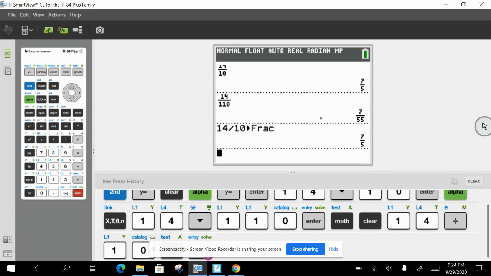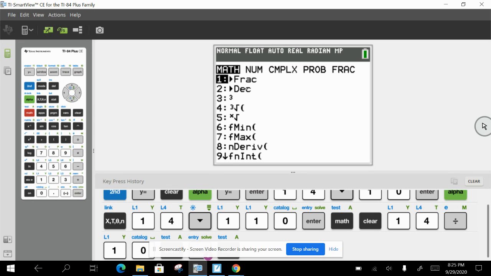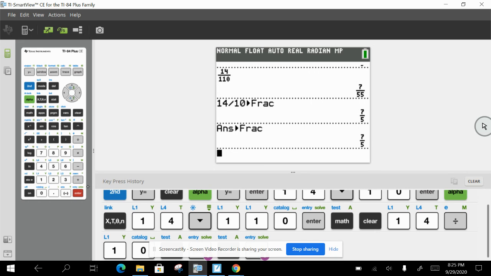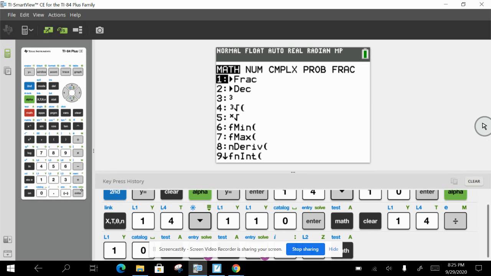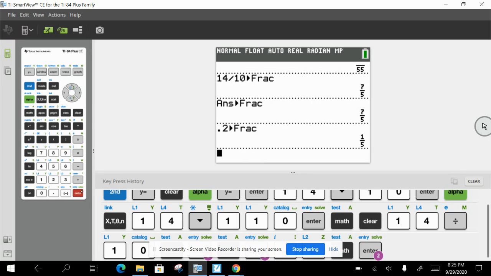Those are 3 different ways you can get a fraction button in your calculator. Alpha y equals, alpha and the x button, or type in the fraction with a division symbol, and then press math, fraction, and enter. You could also do that if you have a decimal, so 0.2. If you wanted to convert a decimal to a fraction, you would go math, convert to fraction, and then it gives you 1/5.